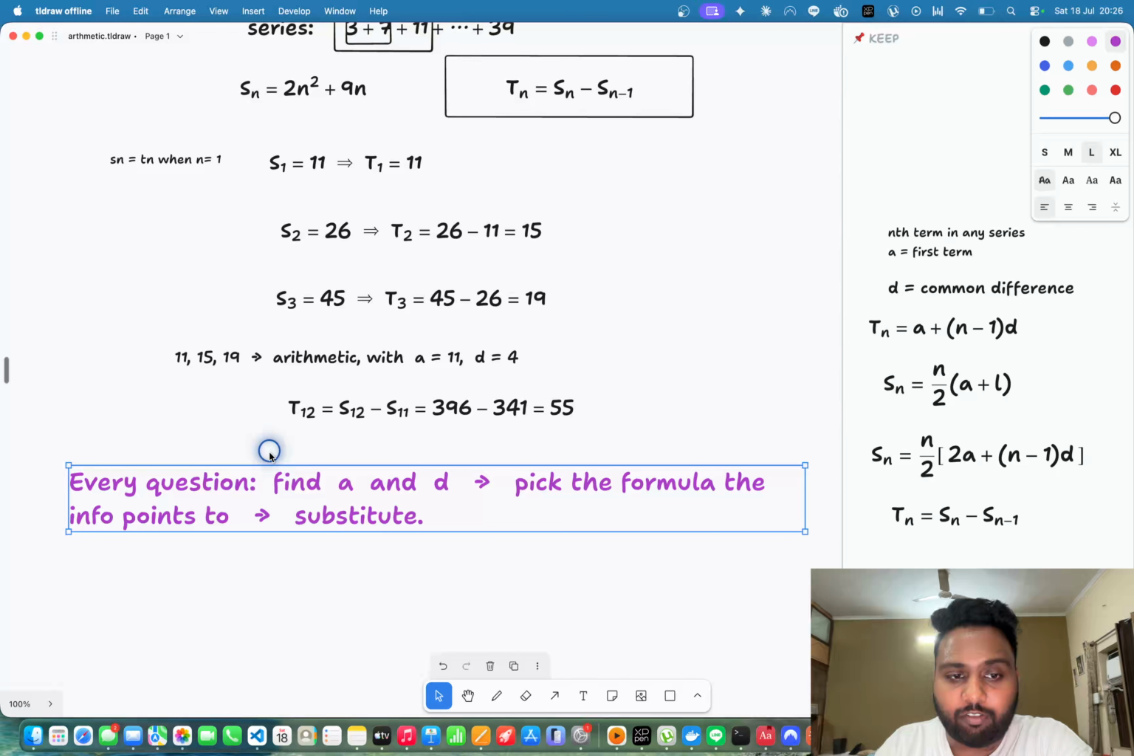The general pattern that we are going to have is that every time in a sequence or series question, we will generally be trying to find the value of a and d, and then we will pick the formula that we like and we will substitute it into it.